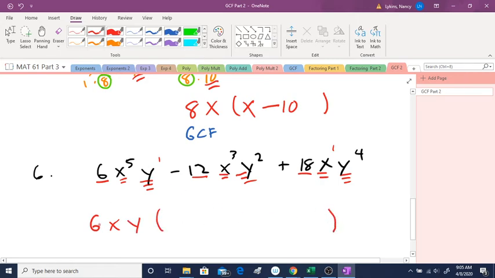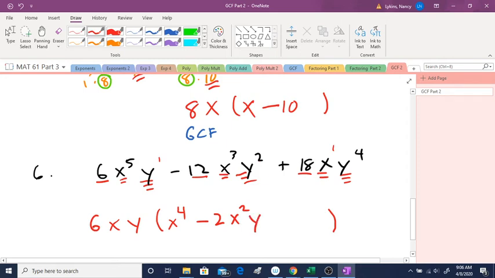Now, if I pull 6 out from here, I'm left with 1. So I don't have to worry about that. But if I pull 1x from my x to the fifth, I get x to the fourth. If I pull my y out, I'm left with nothing, so it's just x to the fourth. My symbol is a minus. How many times does 6 go into 12 right here? 2 times. And then x. I pull 1x from x to the third, gives me x squared. I pull a y from a y squared, and I get a y.